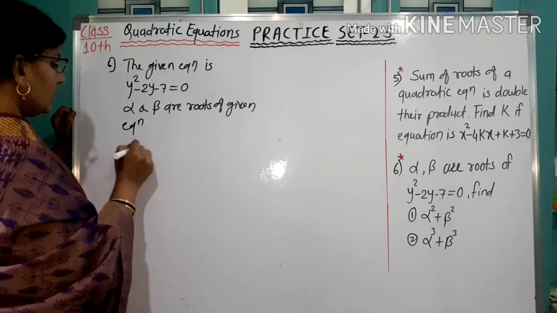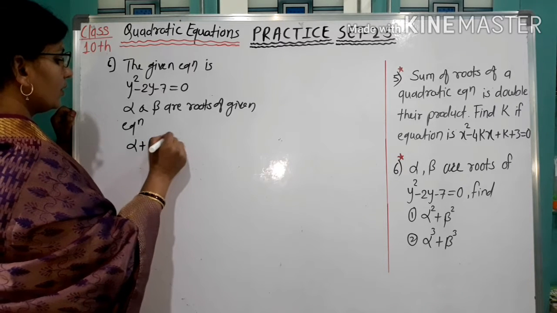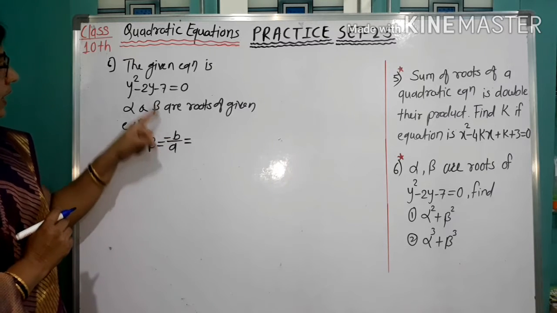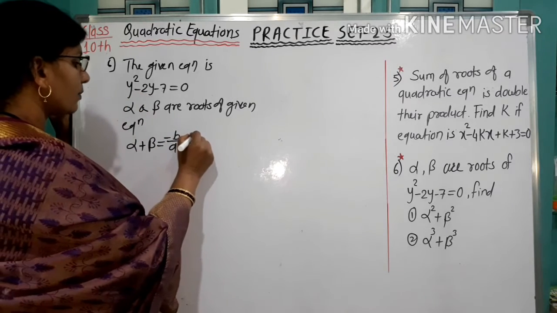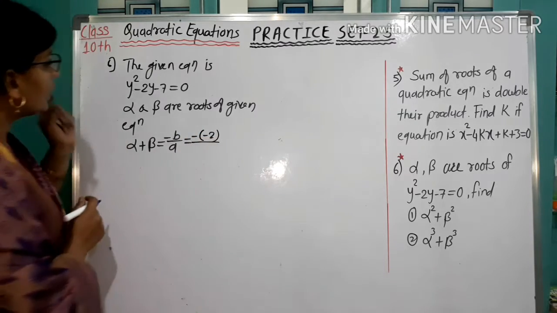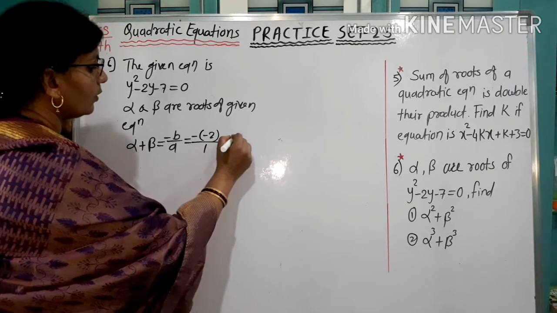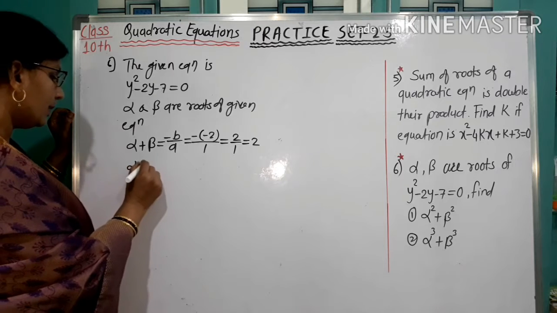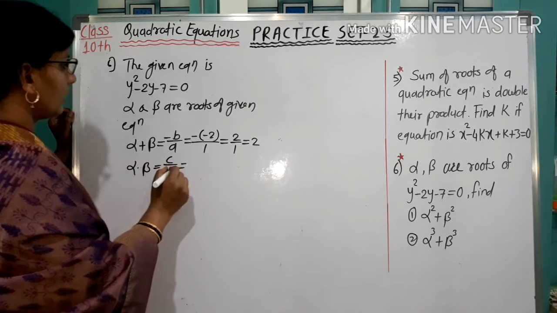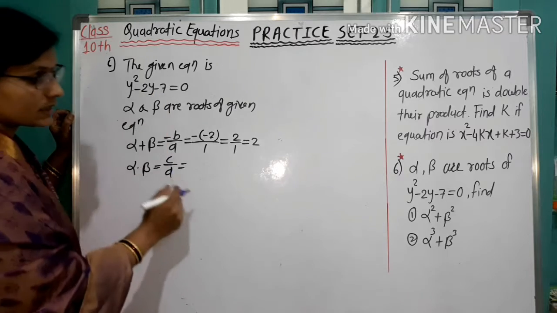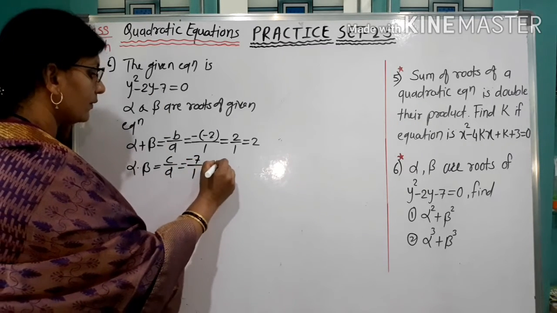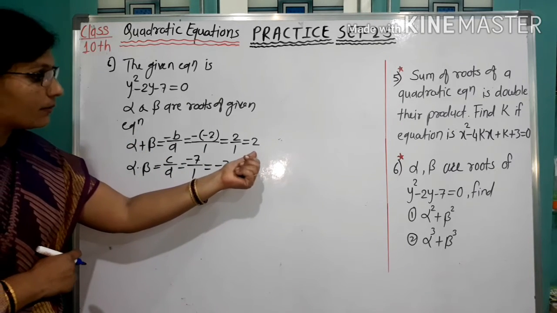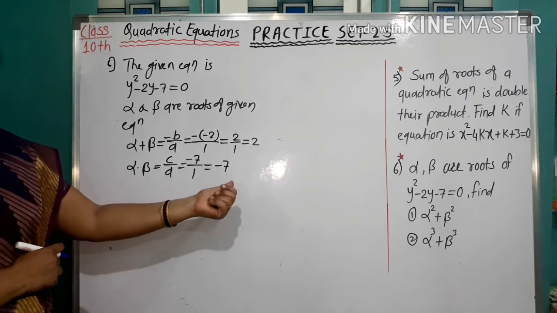Therefore, alpha plus beta equal to minus b upon a. From the equation, the value of b is minus 2. Therefore, minus of minus 2, the value of a is 1, equal to 2 by 1, which is 2. Then alpha into beta equal to c upon a. The value of c is minus 7. Therefore minus 7. These are the values of alpha plus beta, 2, and alpha into beta, minus 7.